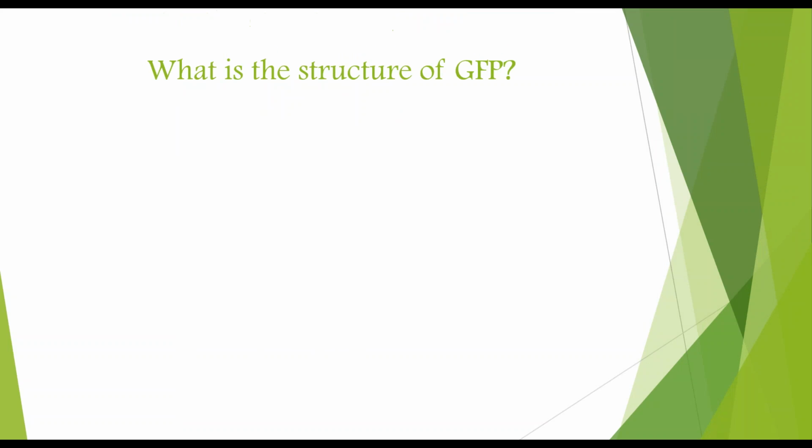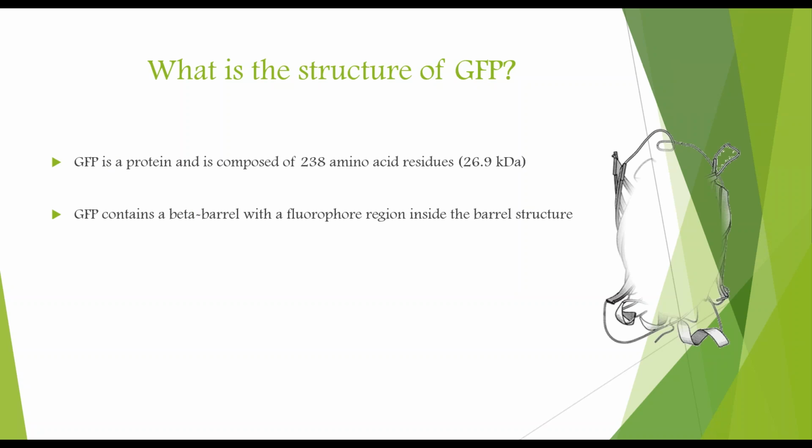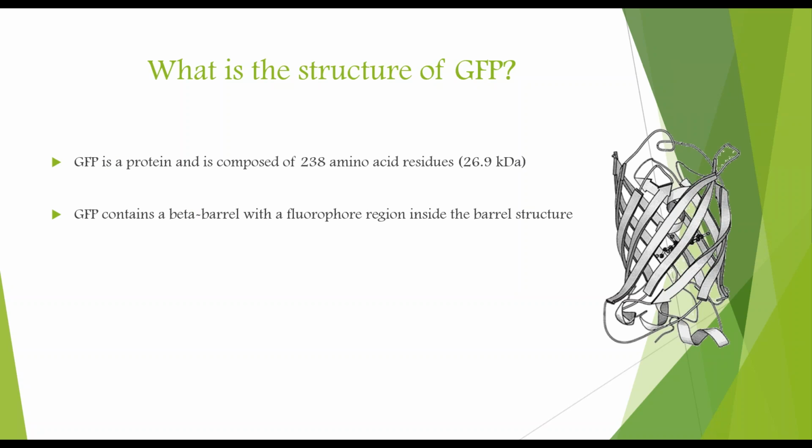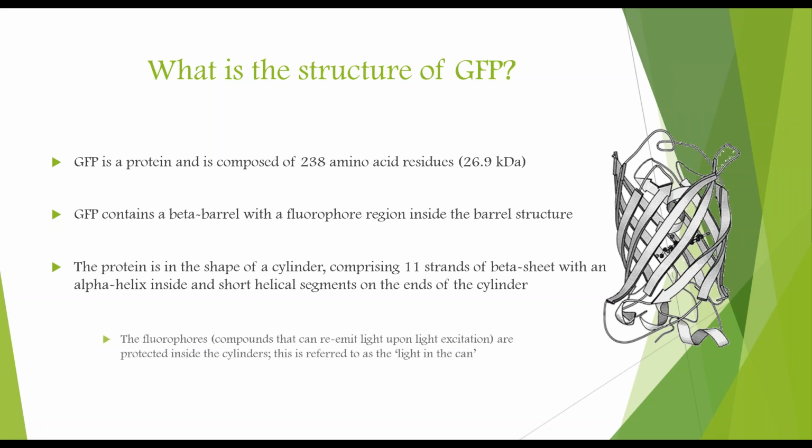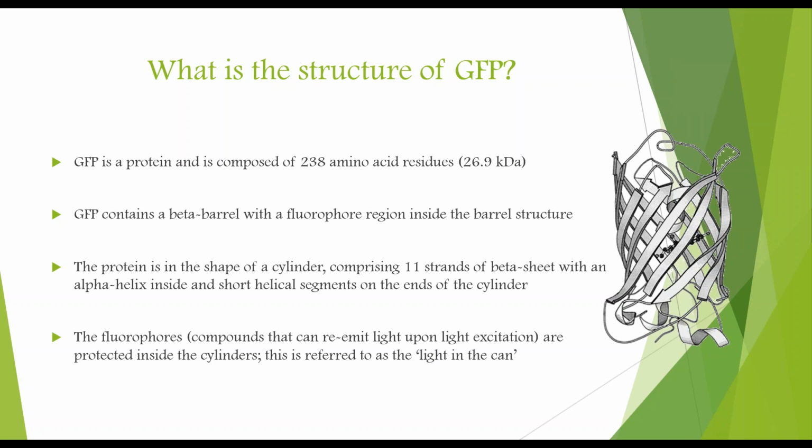So what is the structure of GFP? Well, GFP is a protein composed of 238 amino acid residues. The unique structure of GFP contains a beta barrel with a fluorophore region inside the barrel structure. The protein is in the shape of a cylinder comprising 11 strands of beta sheets with an alpha helix inside and short helical segments on the ends of the cylinder. The fluorophores, which are the compounds that can re-emit light upon light excitation, are protected inside the cylinder. This is referred to as the light in the can.